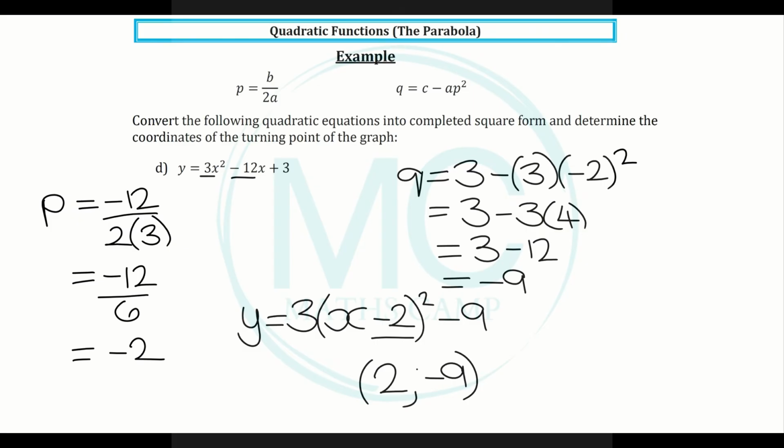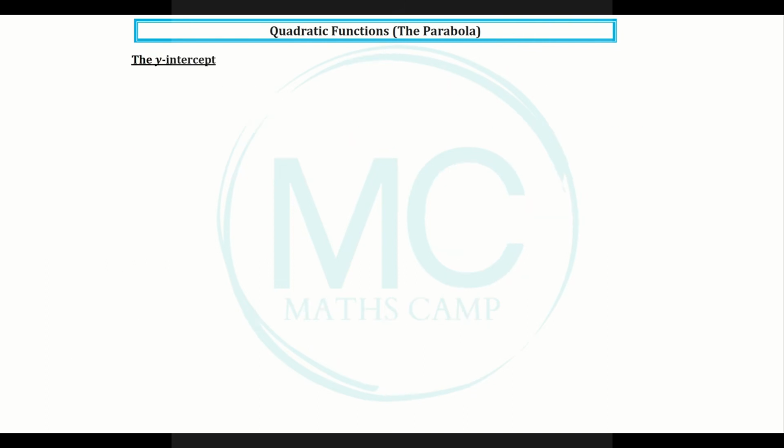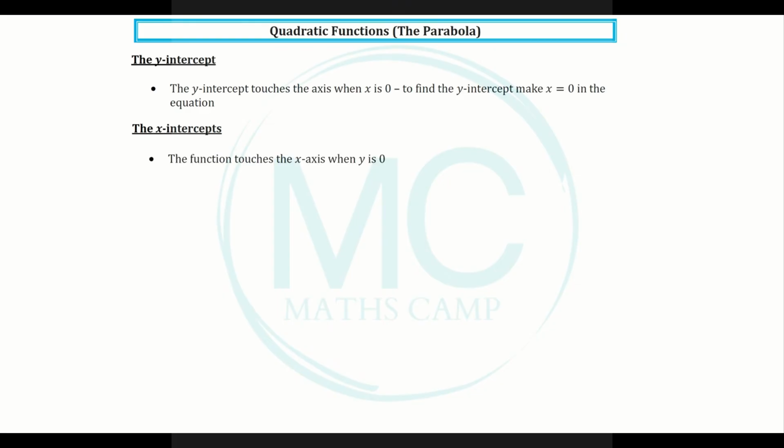Now let's look at the intercepts of a parabola. Let's start with the y-intercept. The y-intercept touches the axis when x is 0. So to find the y-intercept, make x equal to 0 in the equation. The x-intercepts occur when y is 0. So to find the x-intercept, make the equation equal to 0 and solve for x.